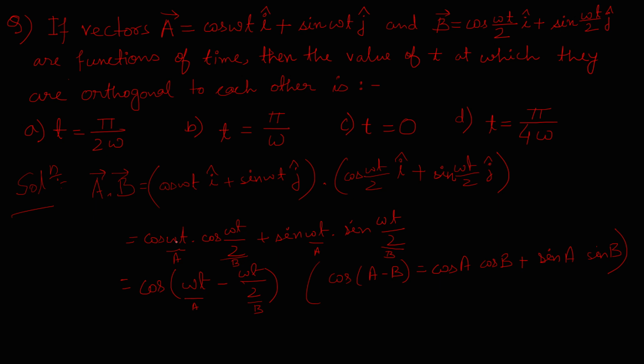So instead of A, it is omega t, and B is omega t by 2. So omega t minus omega t by 2 will be equal to what? Taking the LCM, 2 omega t minus omega t, by 2. So this is cos of omega t by 2, the final dot product between A and B.